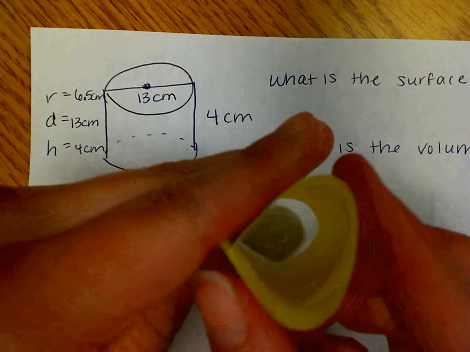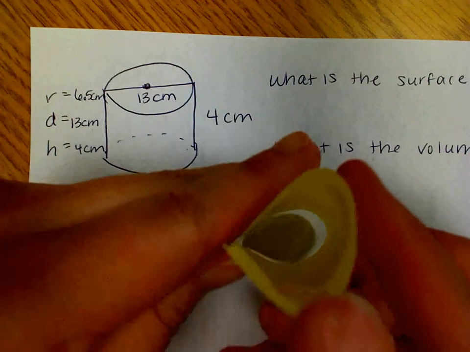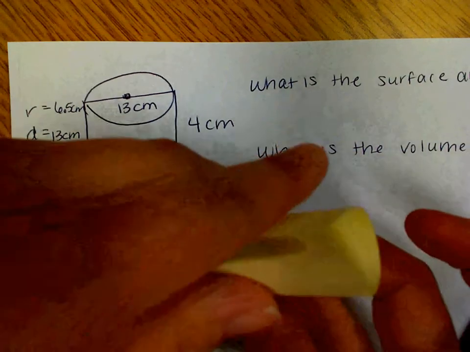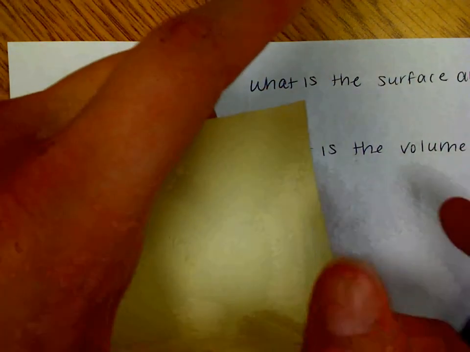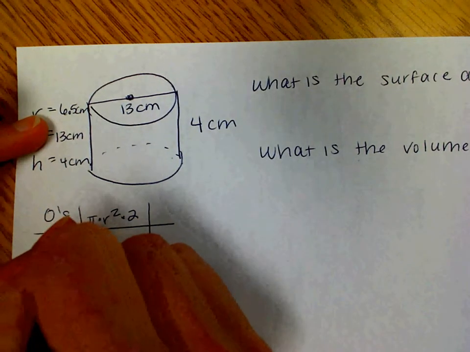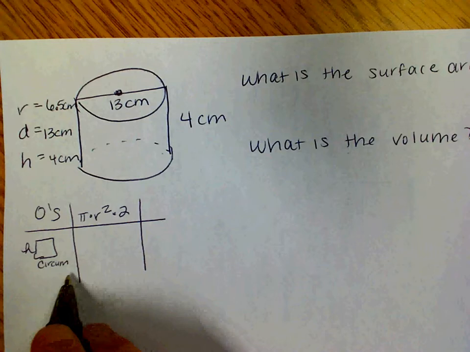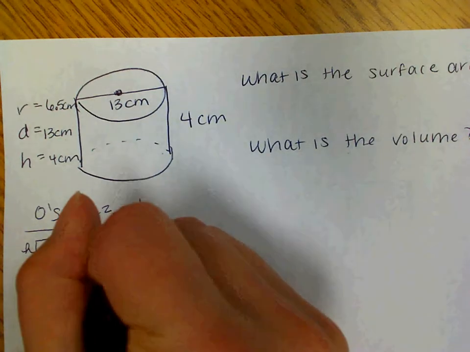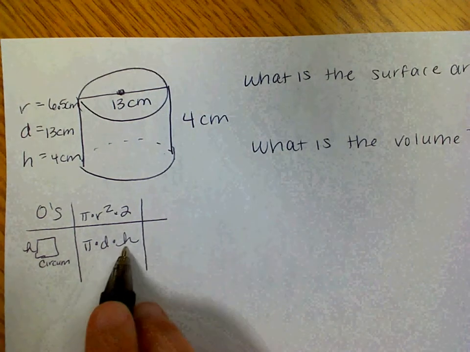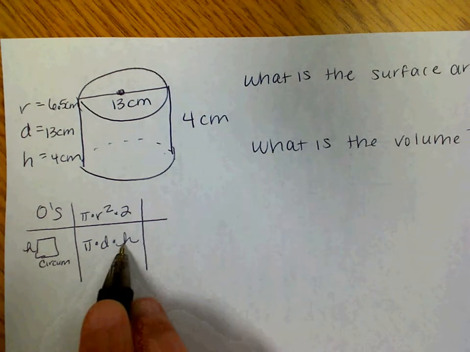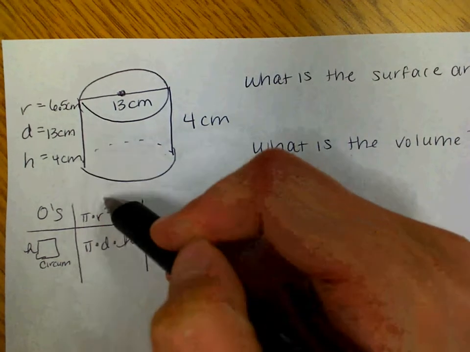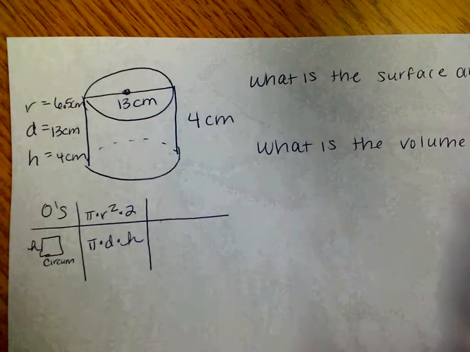If you look at my little post-it note up here, you can see that this distance around is circumference, which is the same as the width of the rectangle. So over here, this is circumference. Now, the formula for circumference that we learned is pi times diameter. So to find the area of the rectangle, it's just pi dh. Pi times diameter times height. That's why you want to find both the radius and the diameter, because you use both values in your formula.